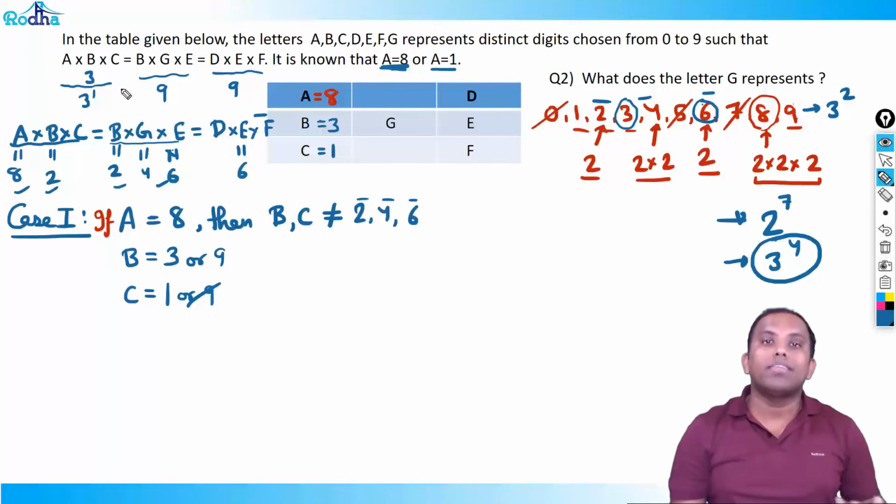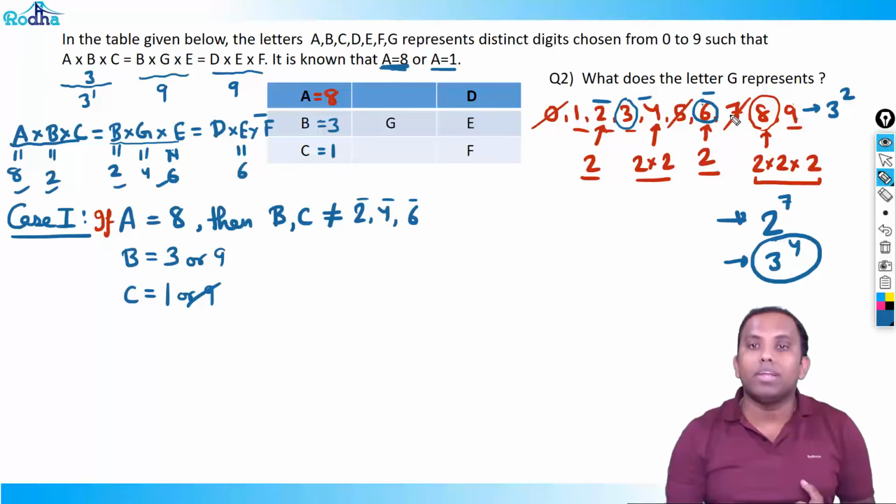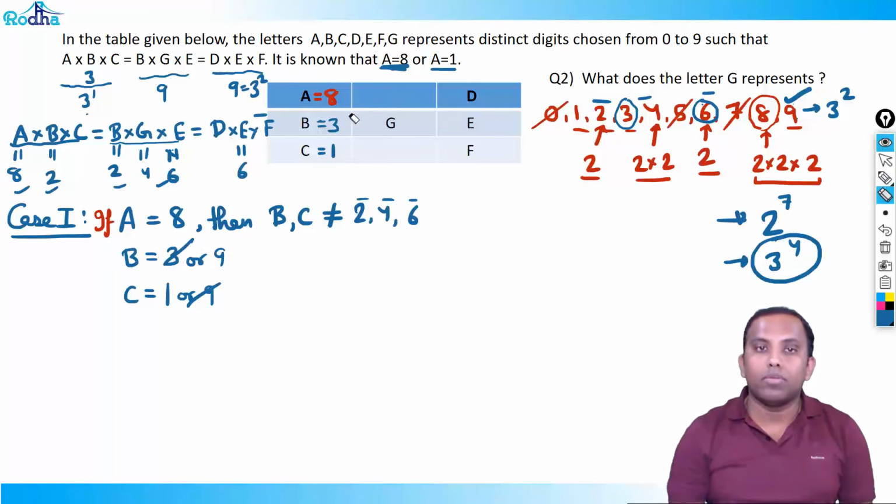So again 3's cannot be balanced, because the first term contains only one 3 and 9 has to be a digit among A, B, C, D, E, F or G. If any one term contains 9, that means it contains 2 3's, whereas the first term contains only one 3. That means B cannot be 3. Therefore, B has to be 9. So very important data we got here, that B is equal to 9.